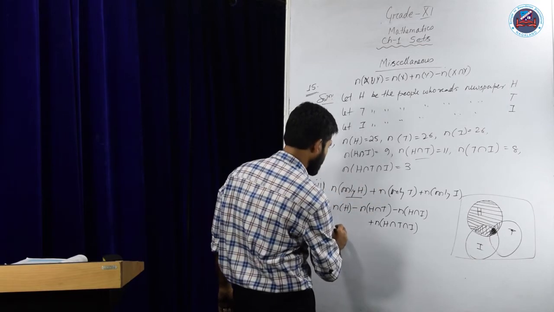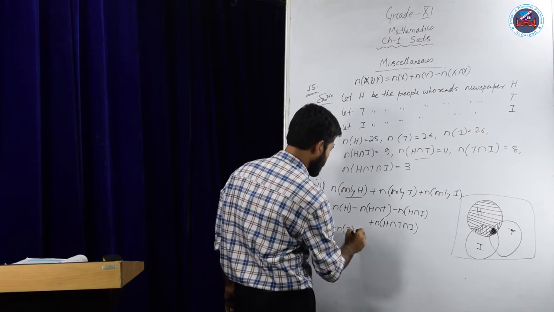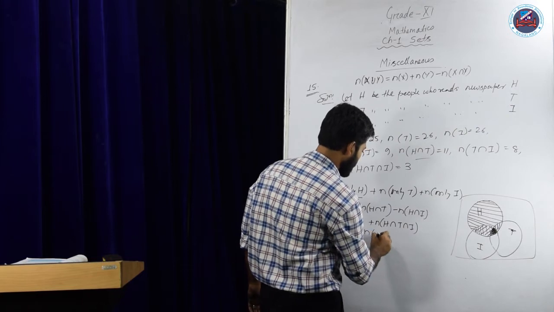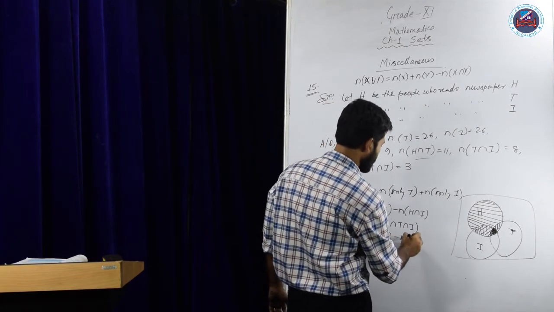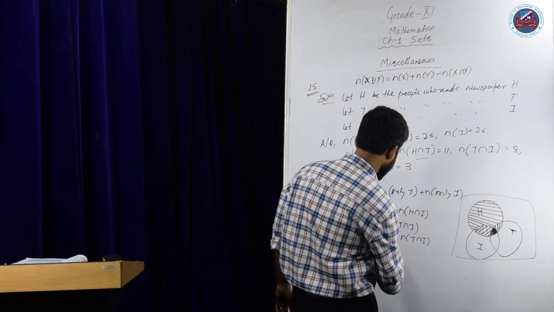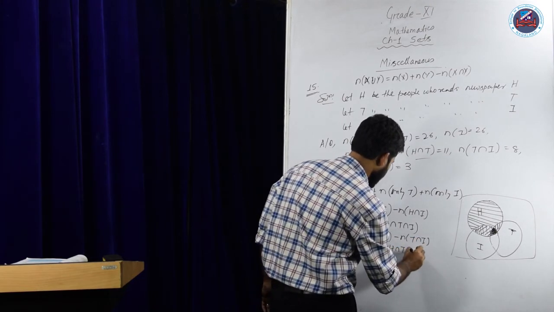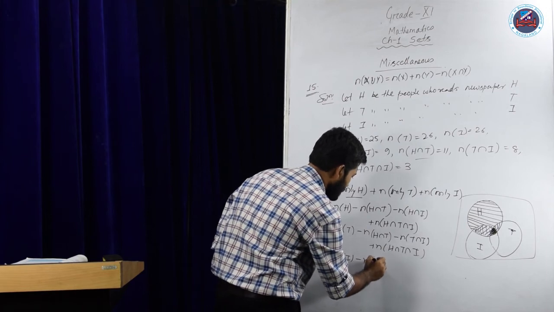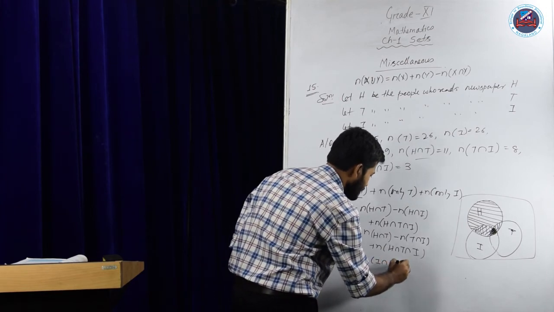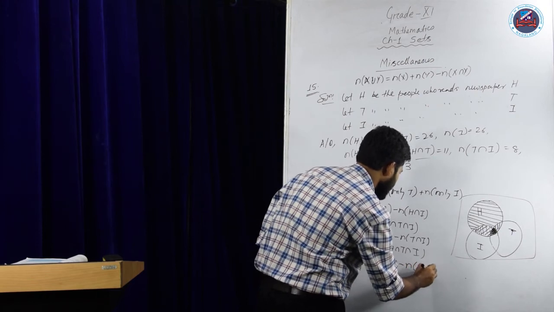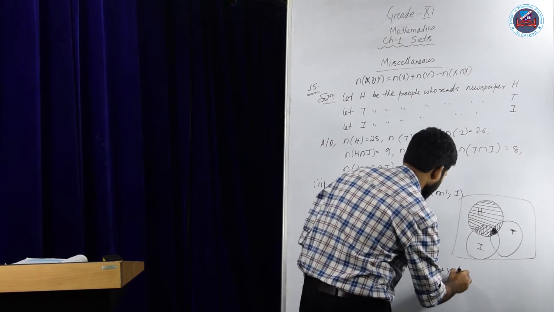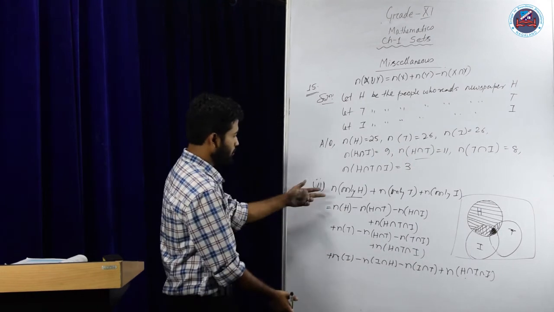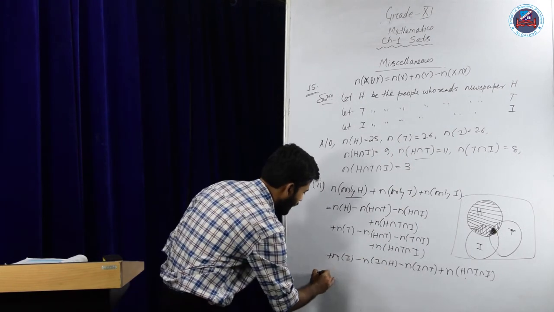Now let us write it for the case of T. So plus n of T minus n of H intersection T minus n of T intersection I plus n of H intersection T intersection I, and for the last one plus n of I minus n of I intersection H minus n of I intersection T plus n of H intersection T intersection I. Okay.